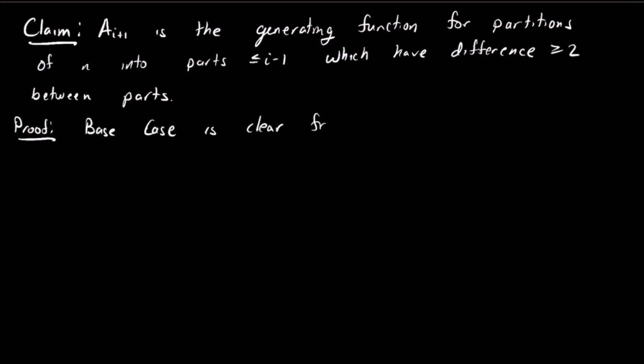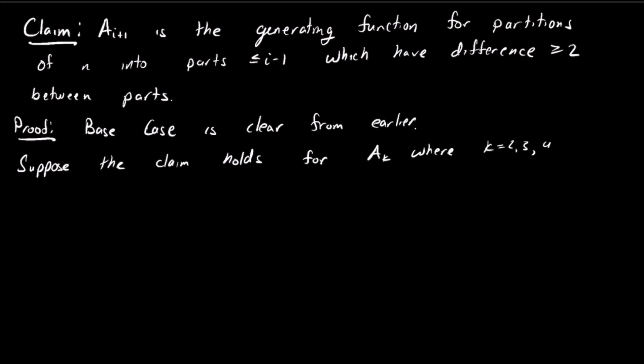So this is clear from earlier. So what I'm going to now do is I'm going to suppose that the claim holds for a sub k, where k is equal to 2, 3, 4, up to I. Right? So I'm going to assume that a sub k is the generating function for partitions of n into parts less than or equal to k minus 2, which have difference greater than or equal to 2 between parts.